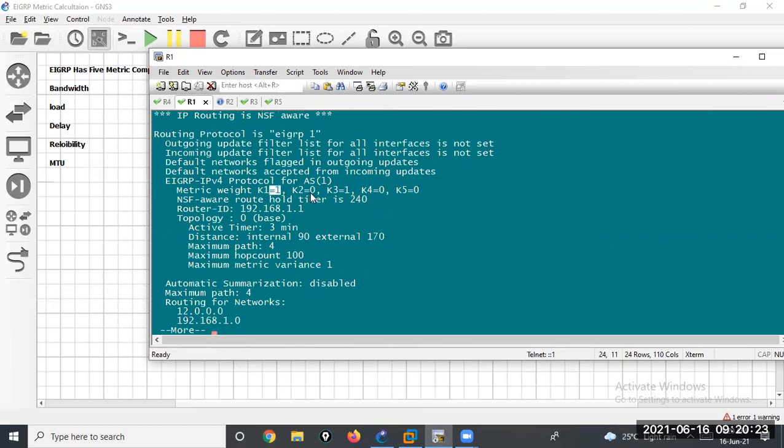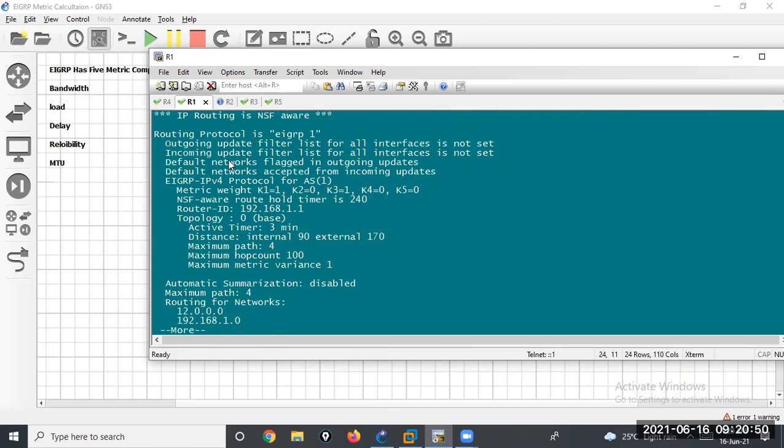And K2 equal to 0 means it is off. K4 equal to 0 means it is also off. K5 equal to 0 means it is also off. Now here K1 equals bandwidth, K3 equals delay. So that's why EIGRP uses only bandwidth and delay as metrics. It doesn't consider load, reliability, or MTU when calculating the metric.